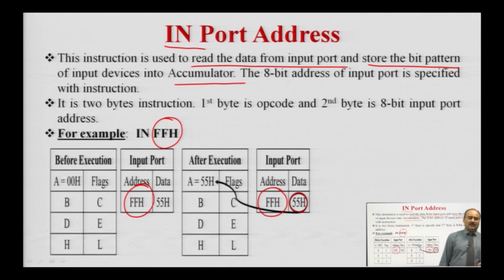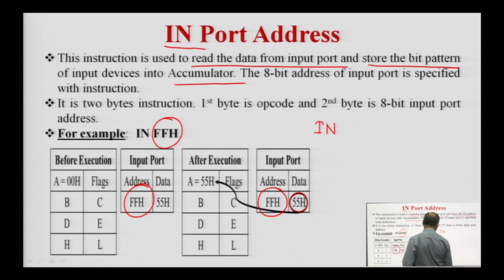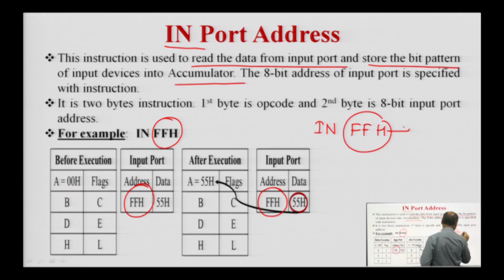Whenever the microprocessor executes this instruction, it will read the data from the input port, whose address is specified with the instruction, and load this 8-bit pattern into the accumulator. Let us see an example of this instruction, that is IN. IN is the operation code of this instruction. The port address specified with the instruction is FFH. FFH is the 8-bit input port address.